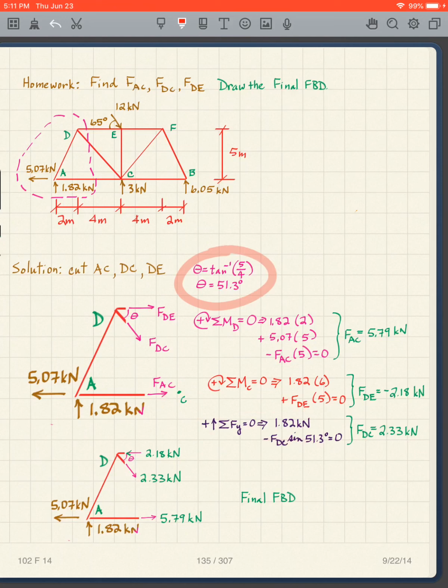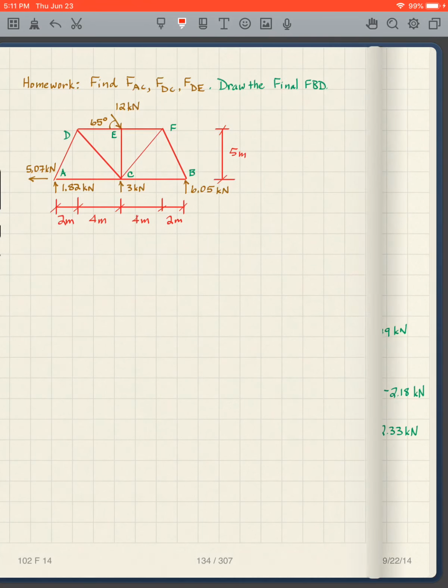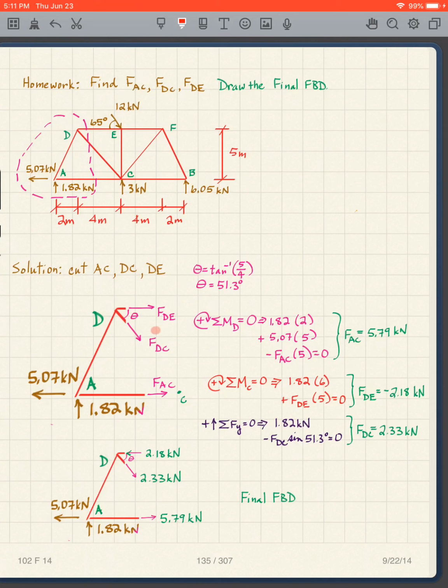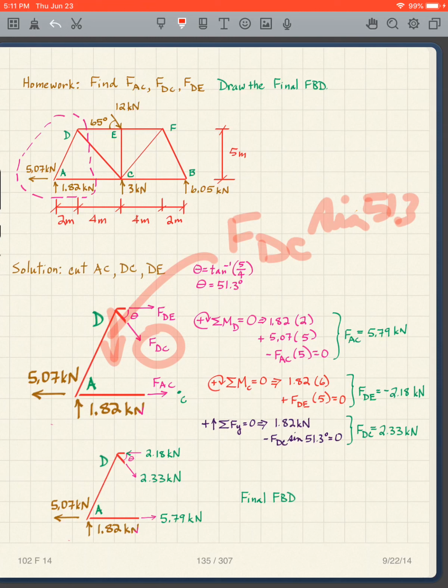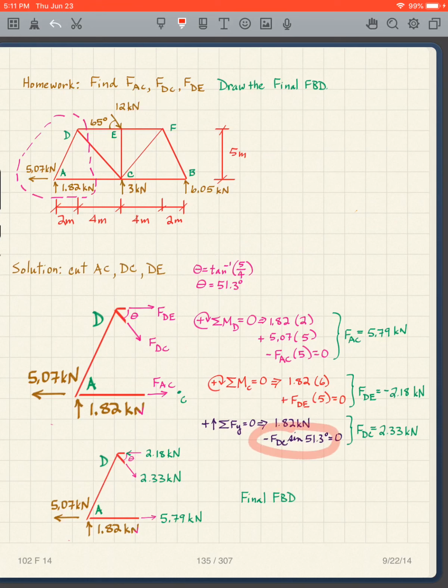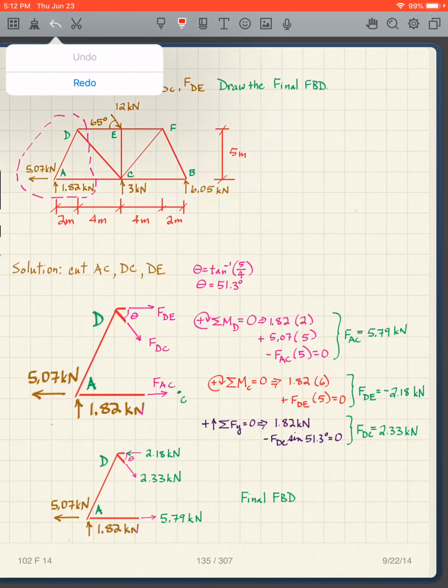My theta is 51.3 degrees. You can see how to get that. So again, you need to do this a little bit in your head. And I know that the vertical here is going to point down, and it's going to be FDC sine 51.3. So I need to be able to do that in my head after a while. And so I have minus FDC sine 51.3. That's going upward, 1.82. And I could find my FDC.